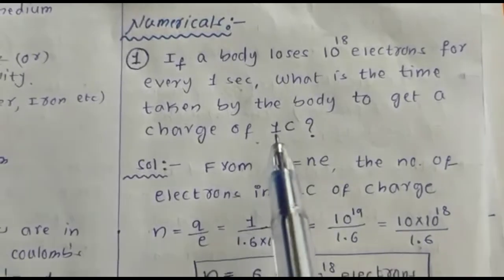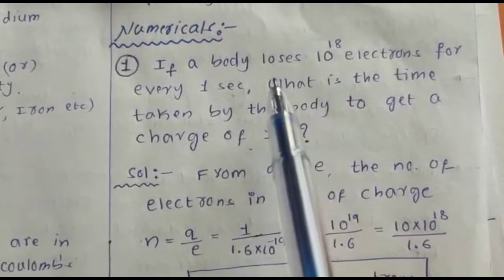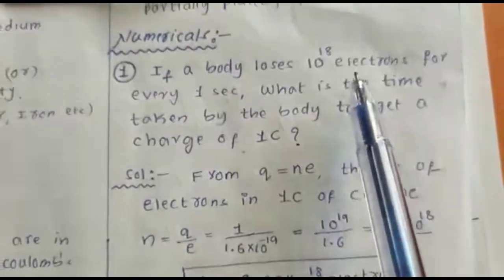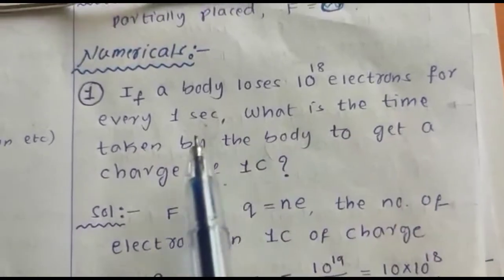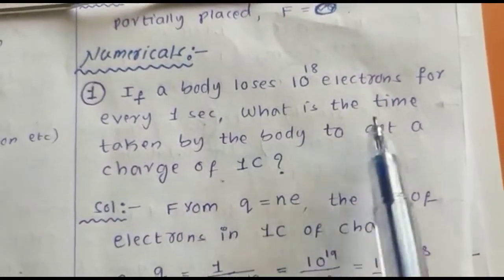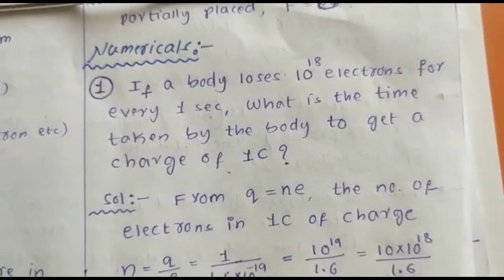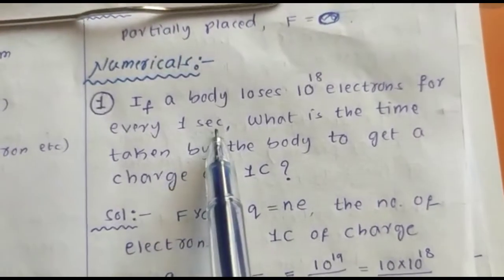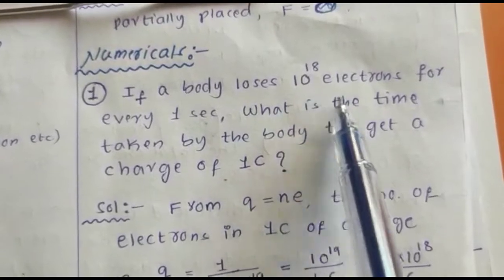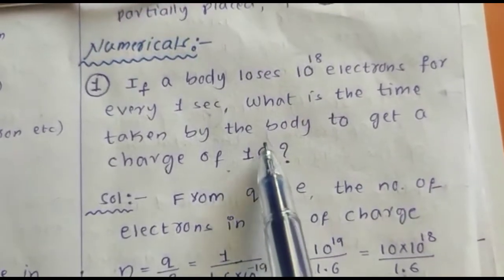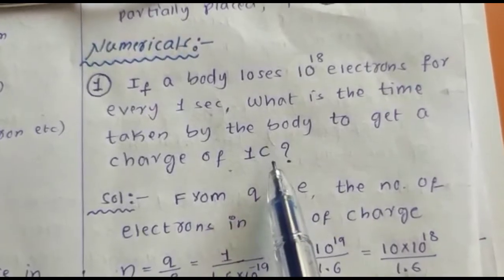Now let us discuss some problems on this concept, dear students. The first problem is, if your body loses 10^18 electrons every 1 second, what is the time taken by the body to get a charge of 1 coulomb? They are asking, in 1 second, 10^18 electrons are coming out from the body. Then what is the time taken by the body to get a charge of 1 coulomb?